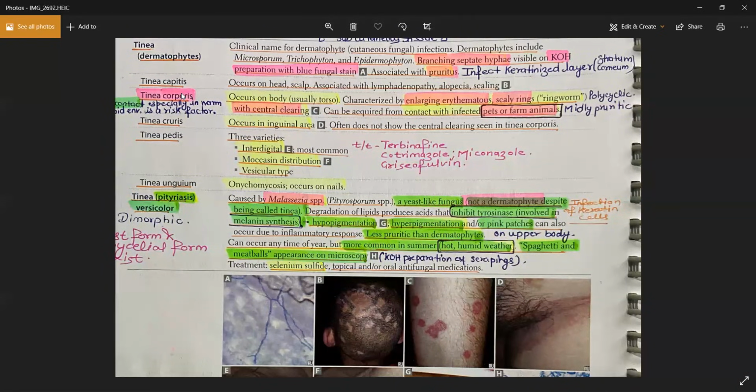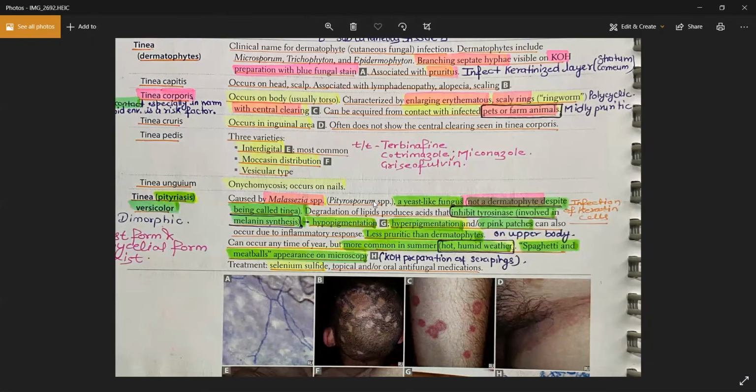So tinea corporis, you can remember by this fact. Then the cruris for the inguinal area, both have U in their spelling, U and U for the cruris and inguinal area. Okay, then comes the pedis. Pedis for the foot digits. Okay, so it would be interdigital.